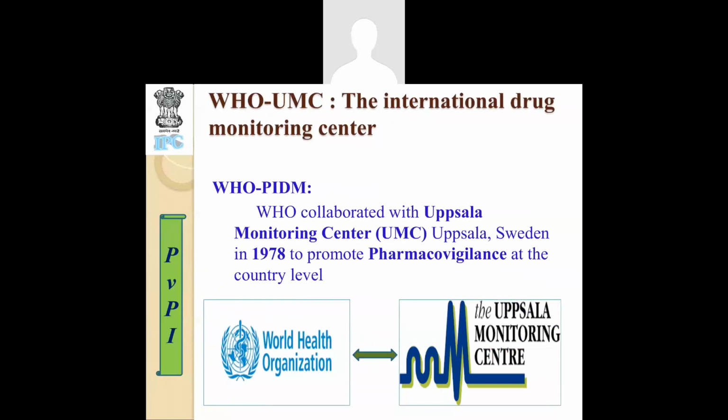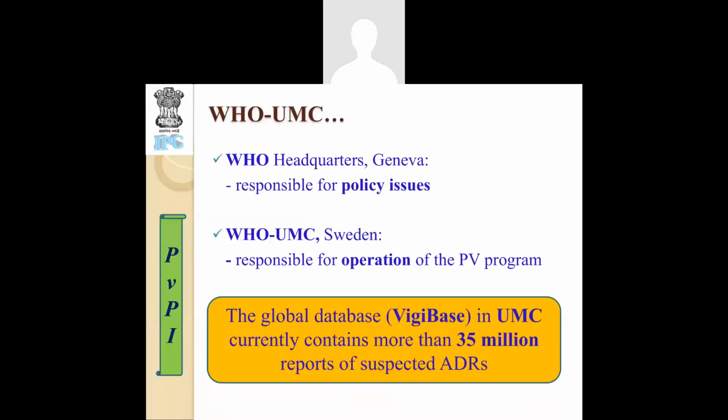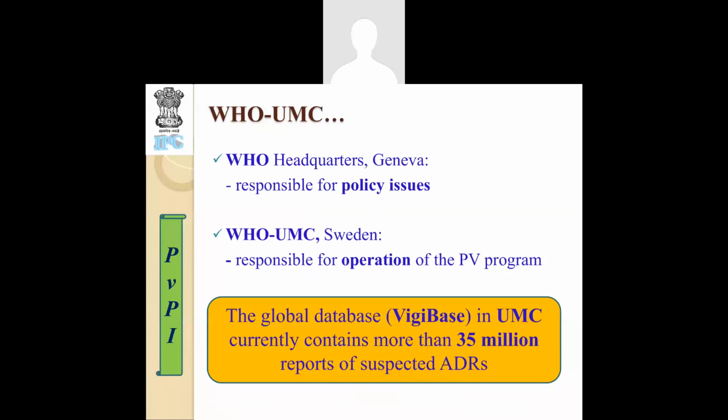So what WHO UMC does: the WHO headquarters in Geneva is responsible for the policy issues. For example, if any signal or rare adverse drug reaction is identified worldwide, it may be communicated to the WHO headquarters, which may take some regulatory decision at the global level. Whereas WHO UMC Sweden is responsible for the operation of the PV program. The technical part is taken care of by the WHO UMC, whereas the policy issues are issued by the WHO headquarters.